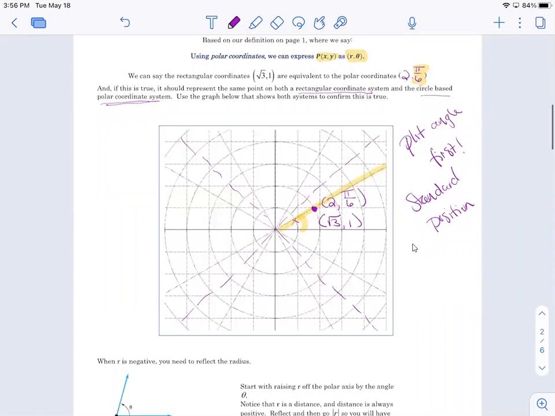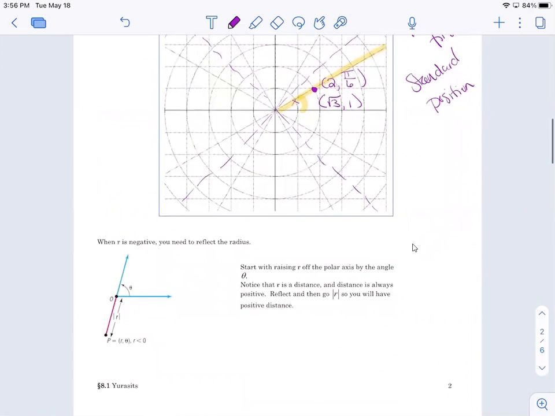Now this is where I'm going to change it up on you. Your R can be negative. It's so weird, but this is only in polar world. So you're going between two different worlds. So when your R is negative, that means we need to reflect the radius.